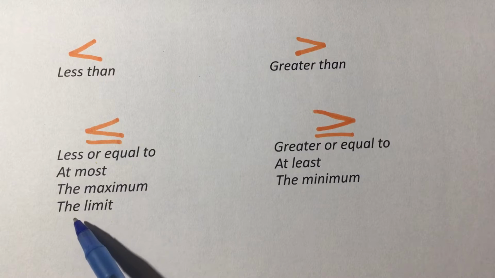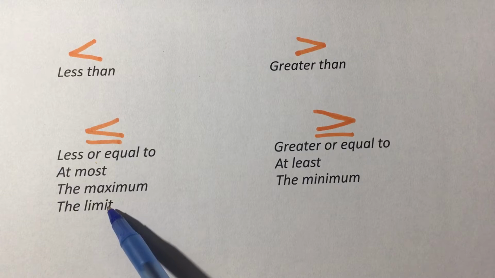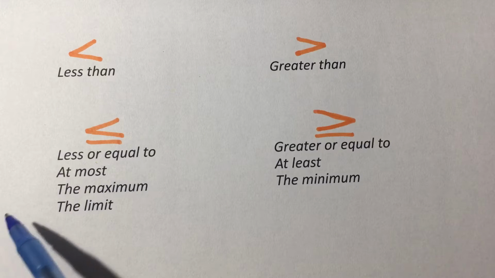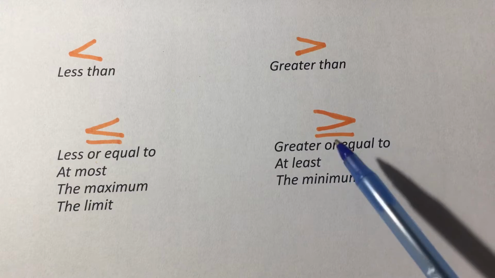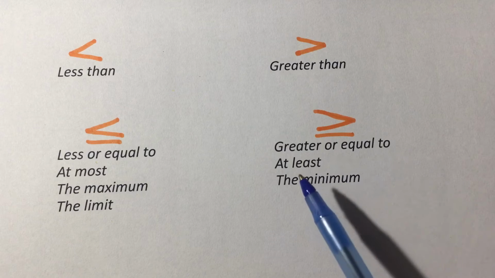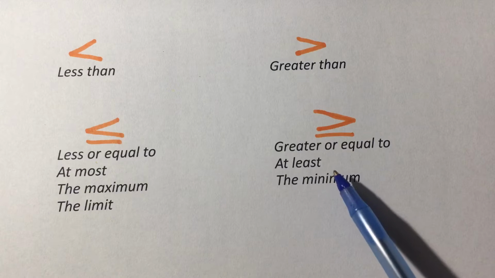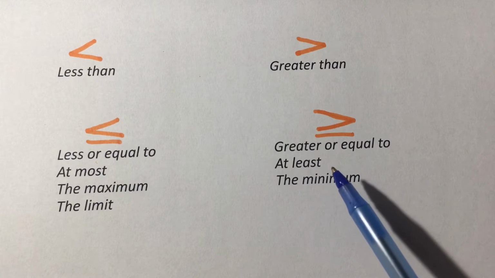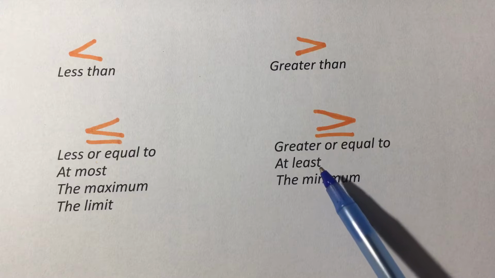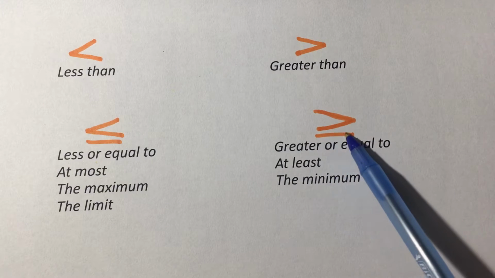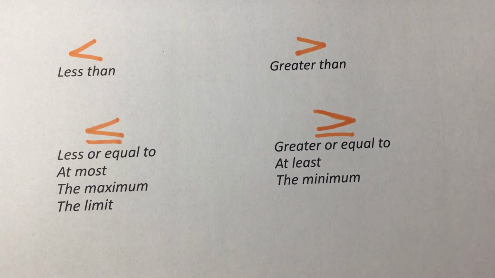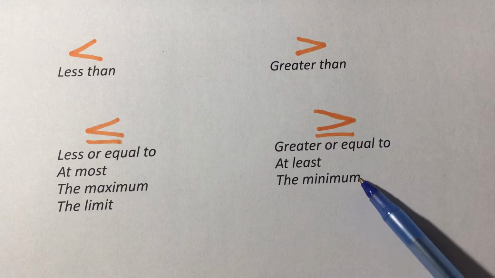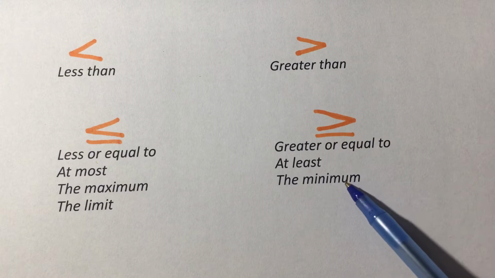For example, the speed limit is 65 miles per hour. That means that you have to drive at 65 miles per hour or less than that. For this one, we have greater or equal to, at least. For example, if you go to a job and you want to earn at least $25 an hour, that means you want to earn $25 or greater than that. If you're selling your car, for example, and the minimum that you want for the car is $6,000, that means that you want $6,000 or more.